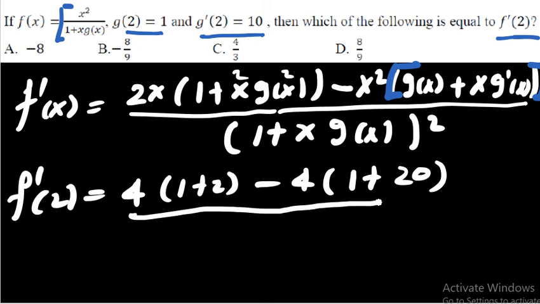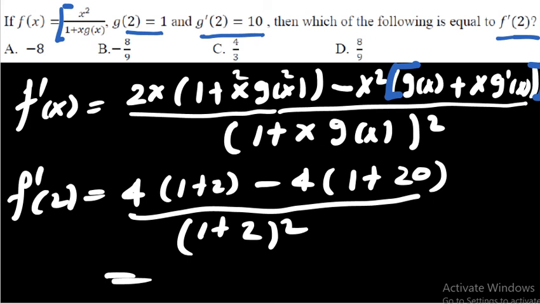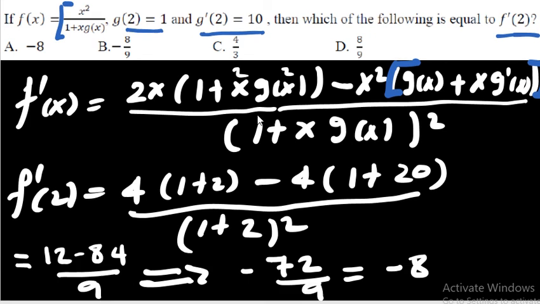The whole over again, 1 plus 2 times g of 2 will be 1, so 1 plus, it's going to be 2, the whole square. So when you calculate, the answer finally is going to be -8, which is found at A. Okay, let us continue to the next question.